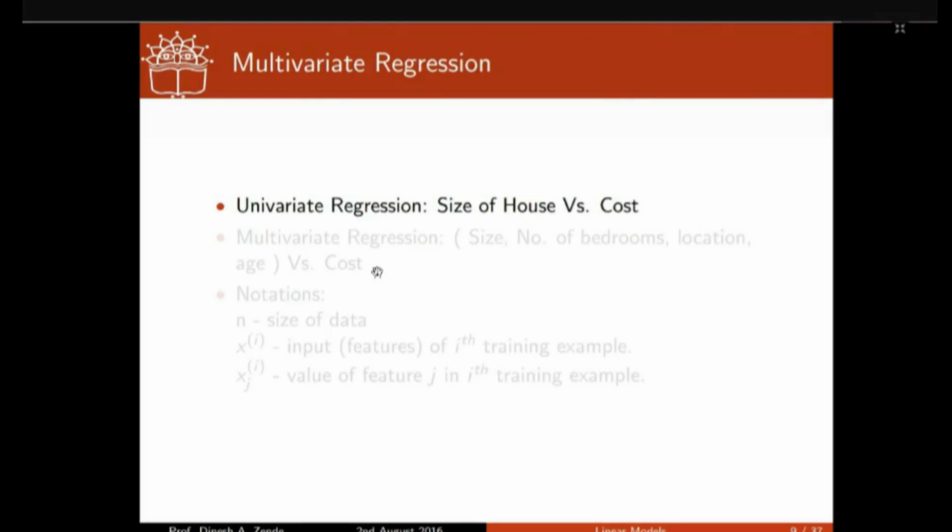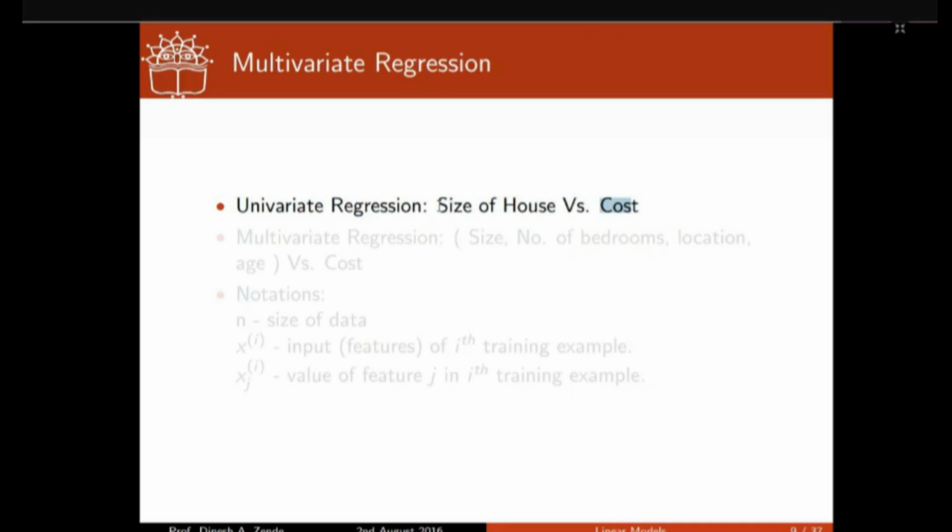We have seen univariate regression, in which the cost of the house is dependent on the size of the house. So here you have cost as the dependent variable and size of the house as the independent variable. This is your x and this is your y. This is called univariate regression because you have only one variable on which y is dependent.